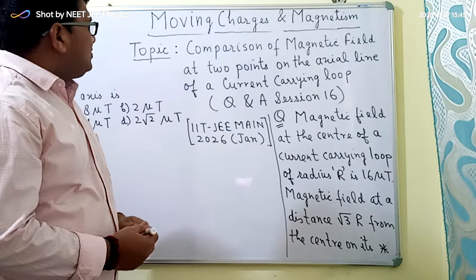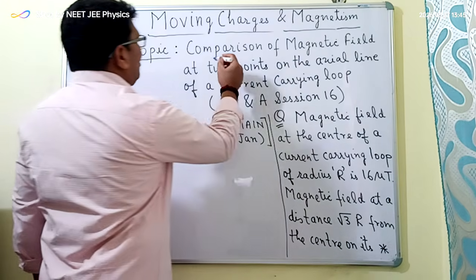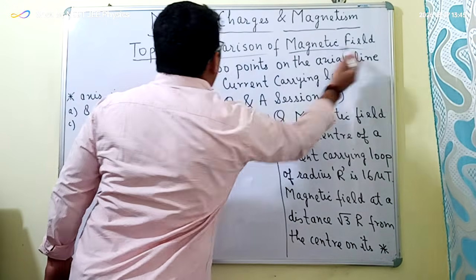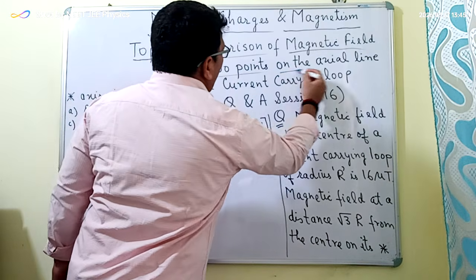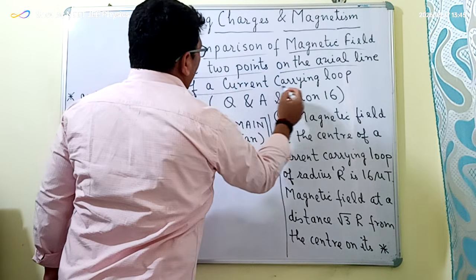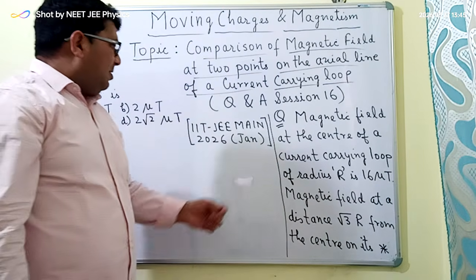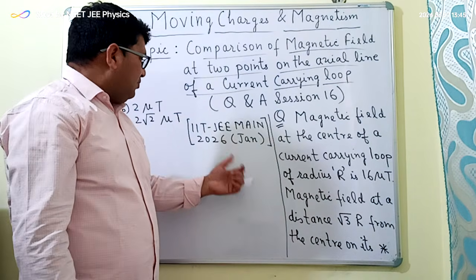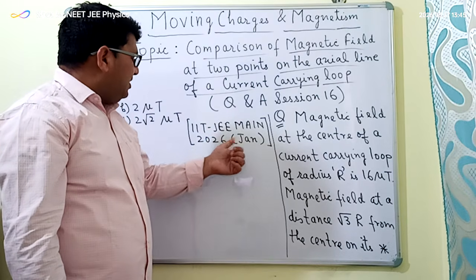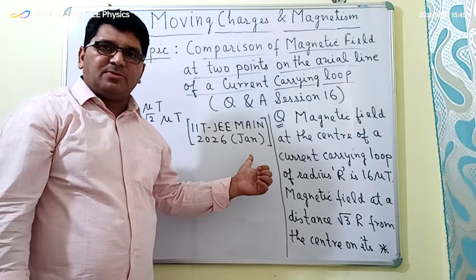The topic for today's session is the comparison of the magnetic field at 2 points on the axial line of a current carrying loop. Based on this topic, I have taken one question for this session which was asked in the IIT JEE Main exam this year in the month of January.